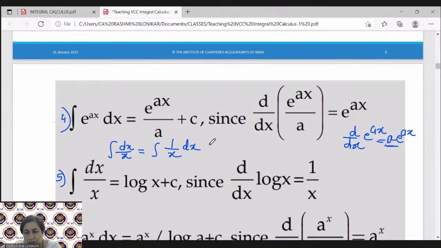So what is the formula for that? This is equal to log x plus c. From where did this come? This came because I know that d by dx of log x is 1 upon x.